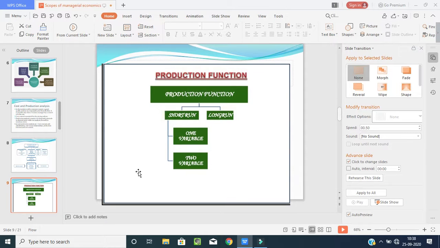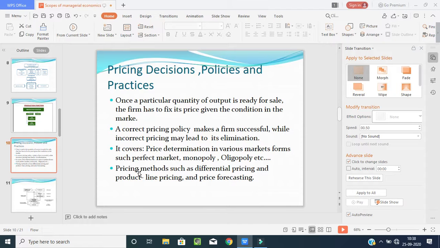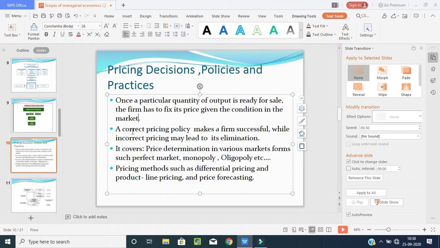Now, another one: pricing decisions, policies and practices. These are the two terms. Once a particular quantity of output is ready for sale, the firm has to fix its price given the condition in the market. So what they are saying is, once a particular quantity of output is ready for sale, the firm has to fix its price given the condition in the market.